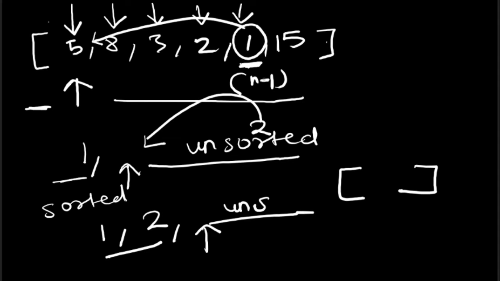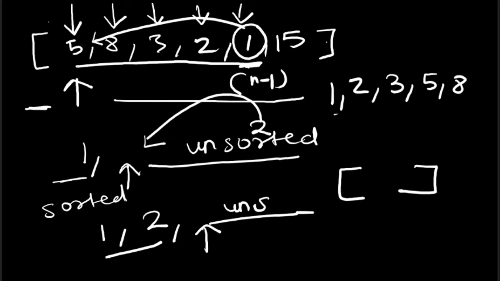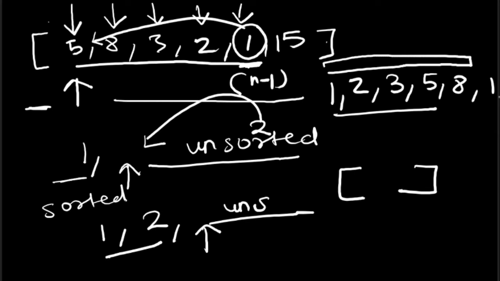Why? Because let's just assume this whole part is sorted. So 1, 2, 3, 5, 8. So this part is sorted and the last element remaining is 15. So as we know, these n-1 elements are sorted somehow. So this whole part is sorted. Then there is no need for sorting this last element. As we can say, if n-1 elements are sorted, then there is no need for sorting the last element because it will be automatically sorted.